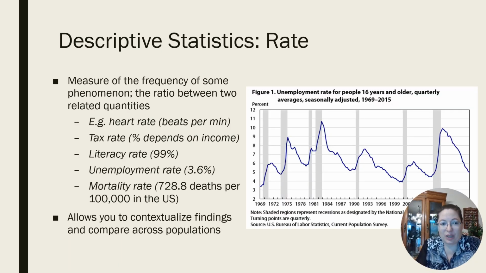Another comparison that we can do is the rate. This is looking at the ratio between two related quantities. So for instance, we can look at heart rate, which is beats per minute, or the tax rate, unemployment rate. This is used to contextualize findings and make comparisons across populations really quickly.